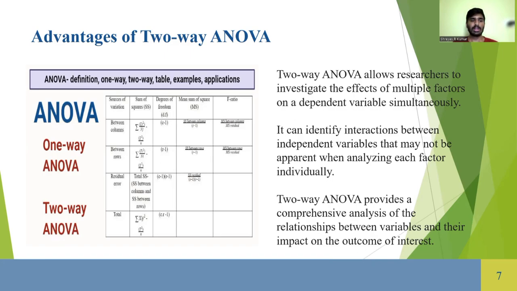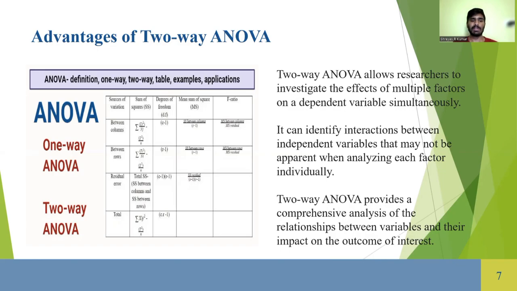Between rows, the SS is sigma of Ti square divided by Ni. Degrees of freedom is given by R minus 1. MS is equal to SS between rows divided by R minus 1. The F ratio is given by MS between rows divided by MS residual. Residual error SS is given by total SS minus SS between columns and SS between rows.